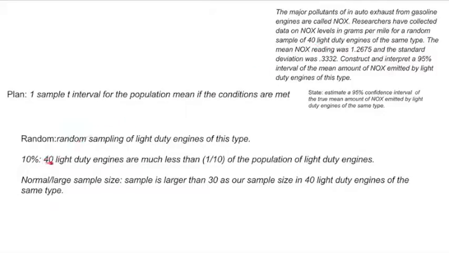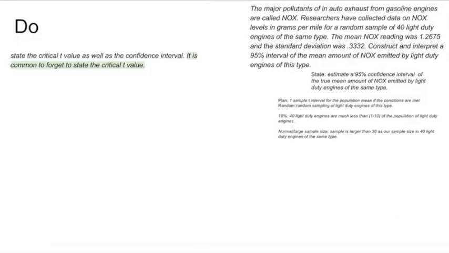It's 10%, so we know that 40 light-duty engines should be much less than a tenth of the population of light-duty engines. And normal/large sample size: our sample size given was 40, which is much greater than 30. Now we can move on to the do. We will be using a calculator. When doing this, we need to make sure that we always state the critical t-value as well as the confidence interval. It is very common to forget to state the t-value.